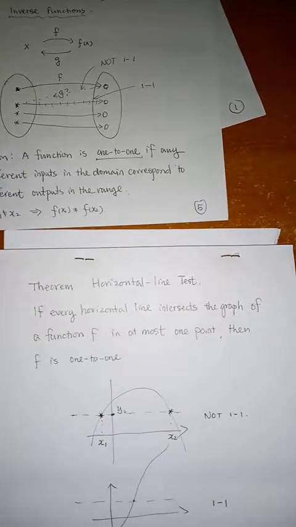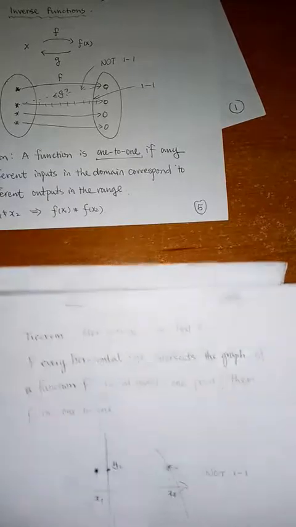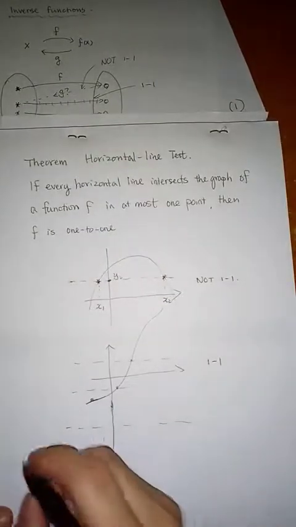Horizontal line test is applied when you know the graph. Okay, when you know the graph, you can apply the horizontal line test. If you don't know the graph, you will not try the horizontal line test.